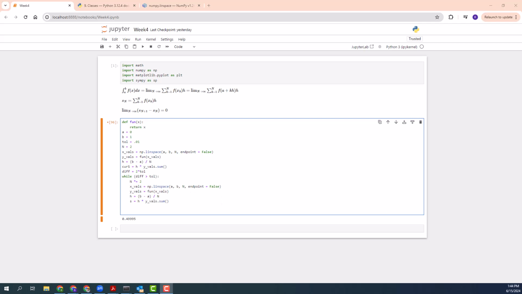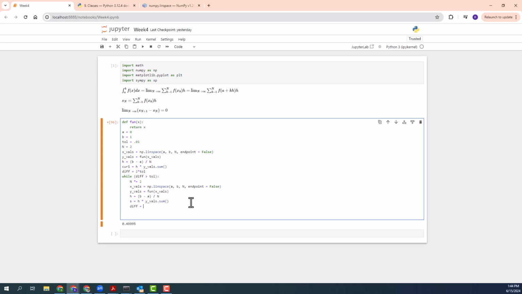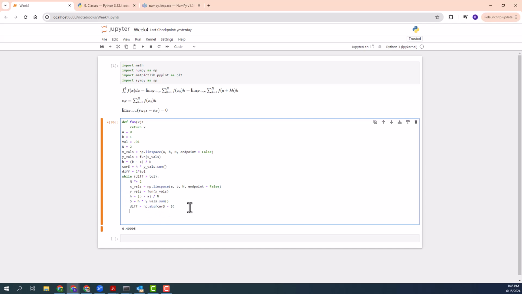Now I'm going to compute diff. So diff is equal to np.absolute of current s minus s. Let me do a capital letter there because I had a capital letter like that. And now I'm going to set current s to this s. So current s is now equal to s.